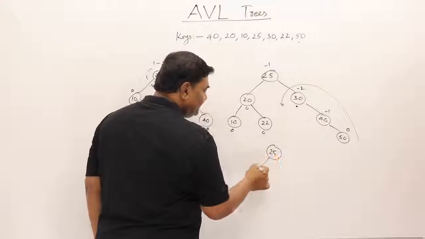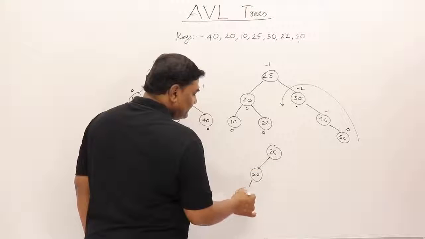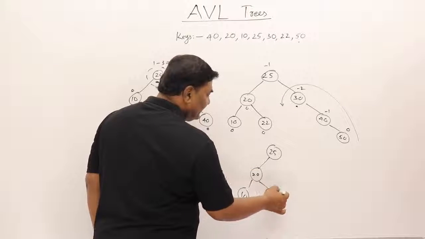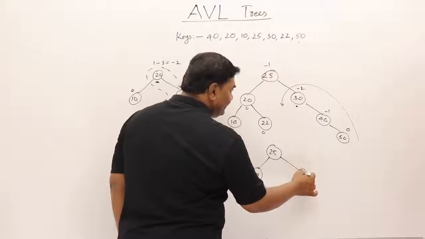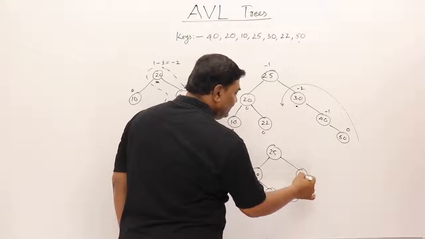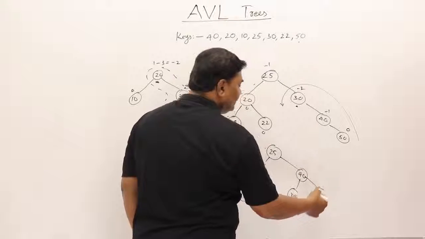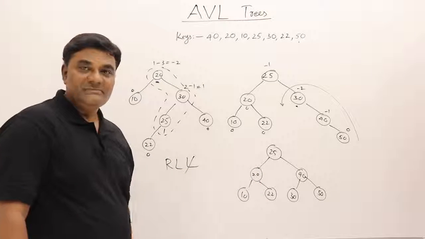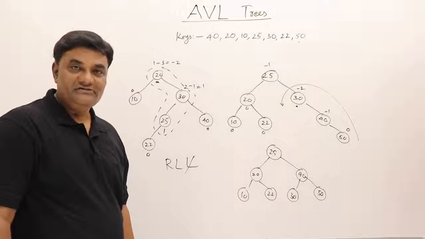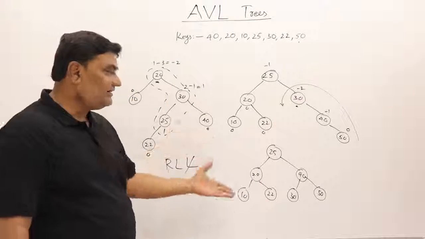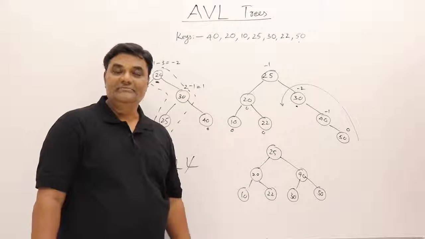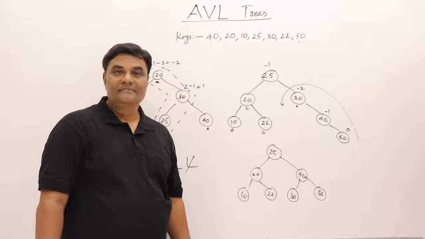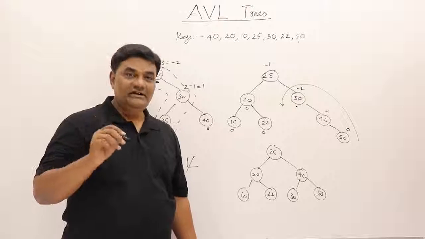So 25 and 20, 10 and 22, they all remain as it is. And this will be 40 and 30, 50. Now it's a perfectly balanced binary search tree we got. That is an AVL tree. A height balanced AVL tree or binary search tree we got. So this is the method of creating an AVL tree.